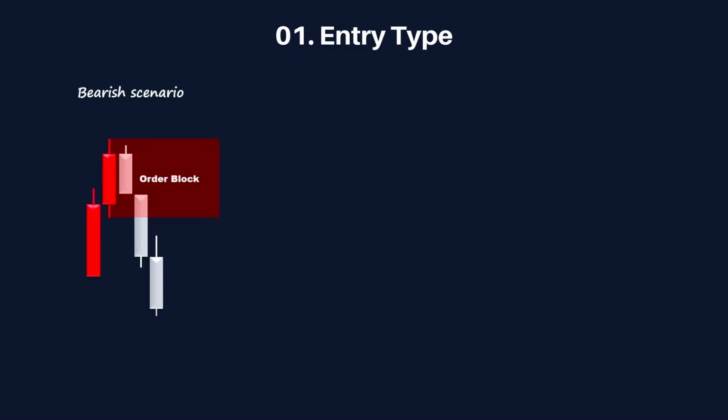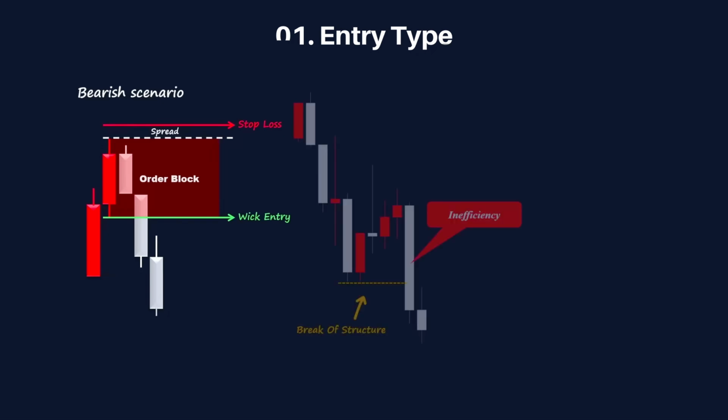Once you've identified a valid order block, place your pending order at the extreme wick of the candle. For a bearish setup, the buy limit is placed at the lowest point of the wick. For a bullish setup, the sell limit is placed at the highest point of the wick. Your stop loss should be positioned just beyond the opposite side of the wick, allowing a small buffer for market spread. This entry method gives price maximum room to move before invalidating the trade.